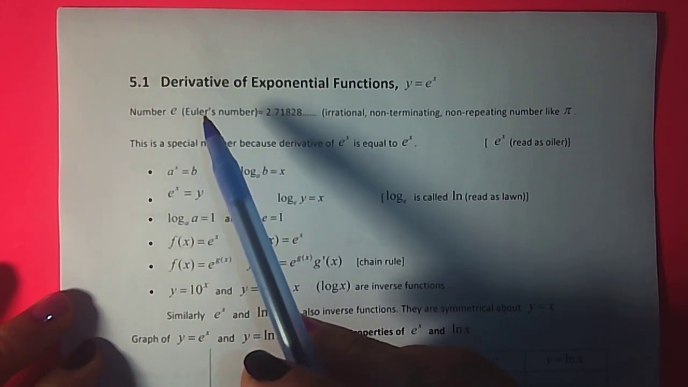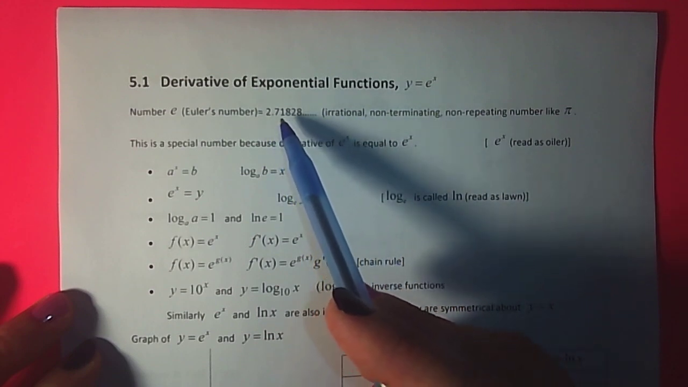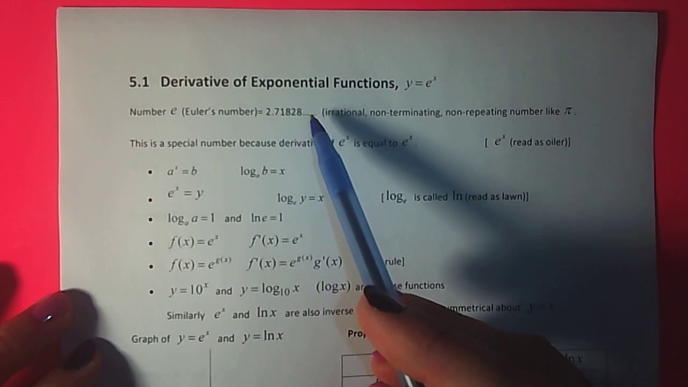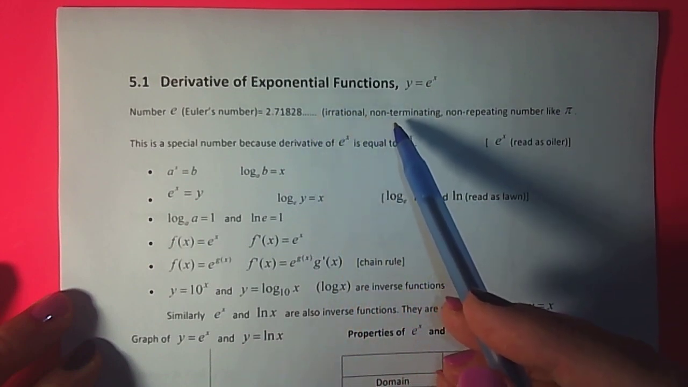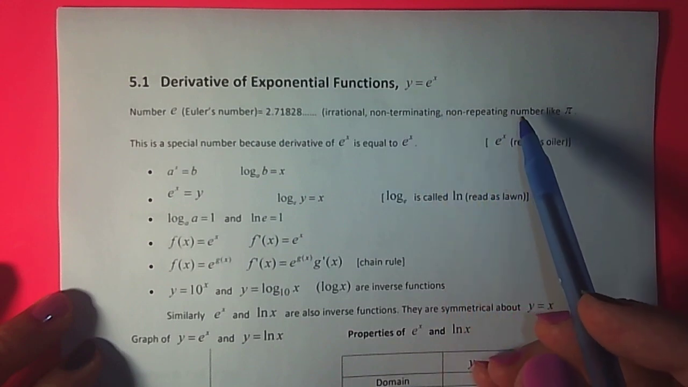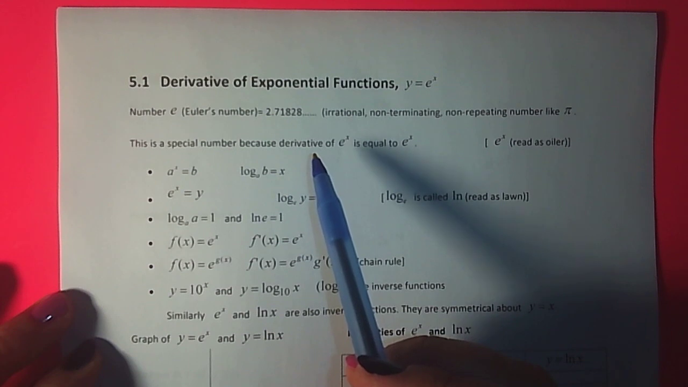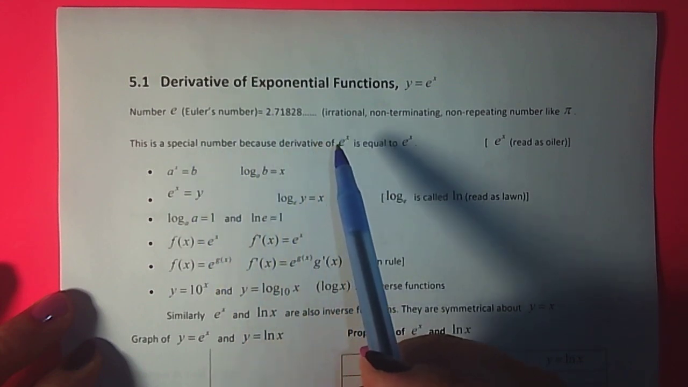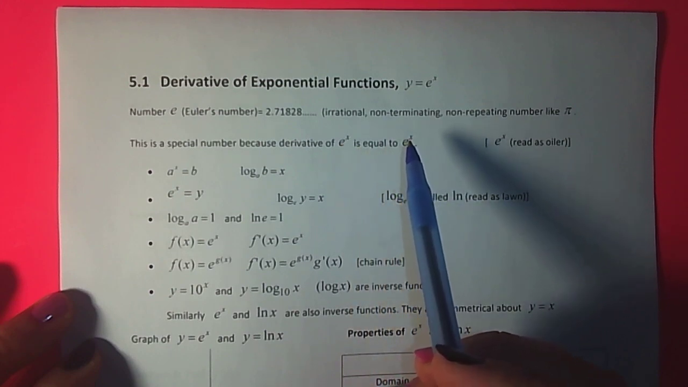The number e, or Euler's number, is equal to 2.71828, and it has non-ending decimal places. So it's an irrational, non-terminating, non-repeating number like pi. Why is the number e special? Because the derivative of e to the power of x is equal to e to the power of x.